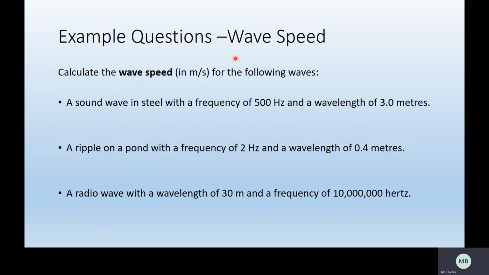Okay, so once you've done those 3 questions, we should have an answer for the first one, 1500 meters a second. That should be fairly simple. We've just got that frequency, 500 times wavelength of 3, 1500 meters a second. A ripple on my pond, I'm multiplying these together. Luckily, this is in meters here, so I'm paying attention to that. Should give me 0.8 meters per second. And a radio wave, 30 meters and 10 million hertz. Now this comes out as 300 million meters per second. And that is 3 times 10 to the 8 meters per second.